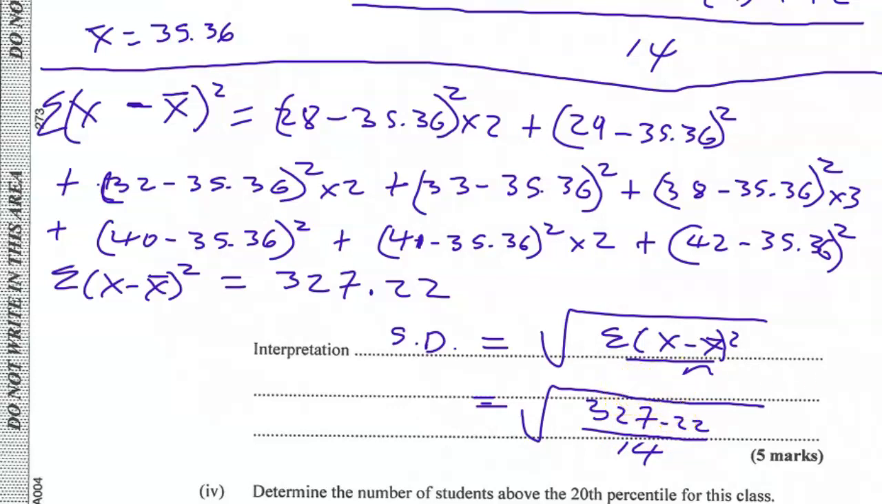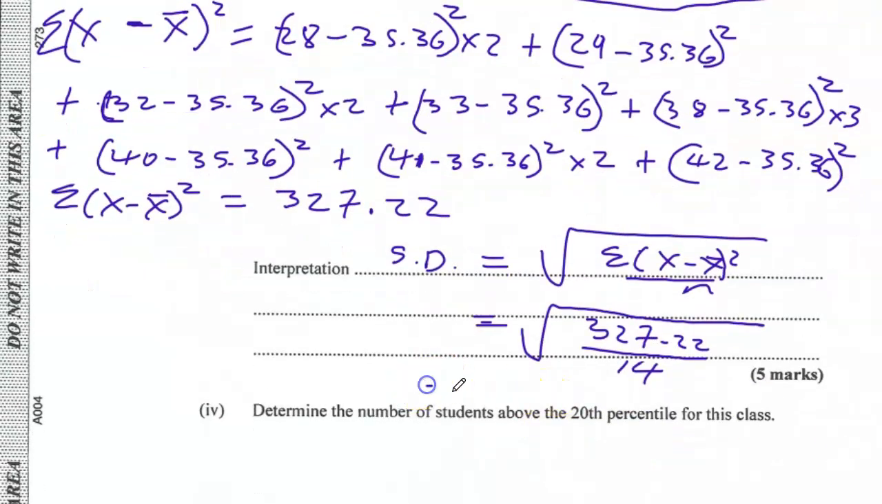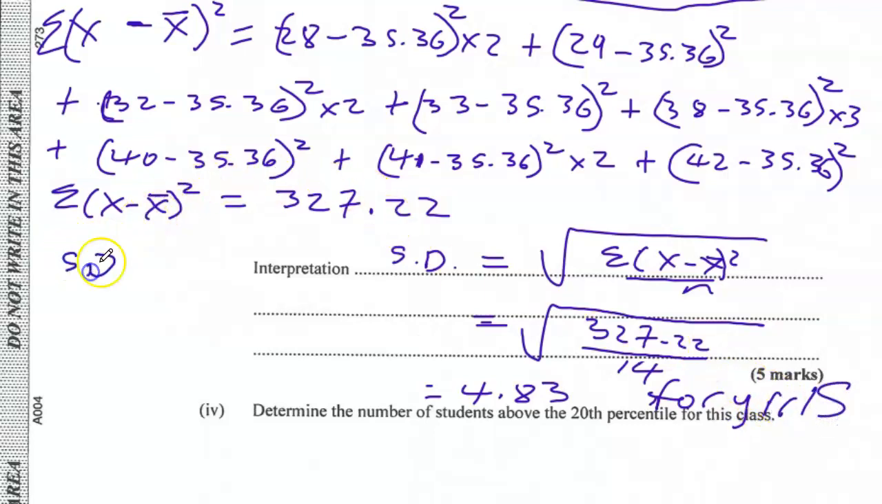And this works out to be 4.83. So in terms of the interpretation, remember the standard deviation, and this is for girls. And remember the standard deviation for boys. That standard deviation for boys was, remember, what was it again? 5.53. So notice the standard deviation for girls is less.